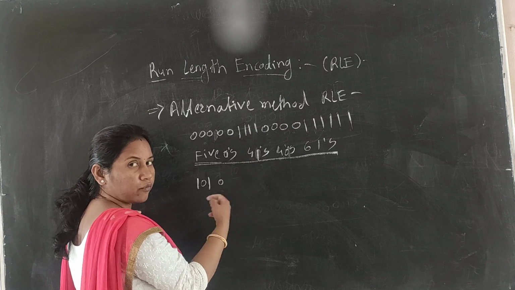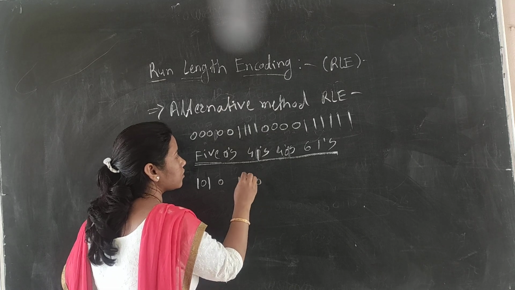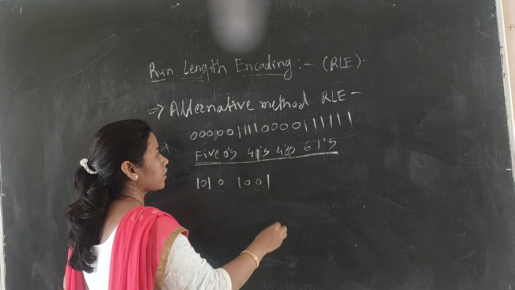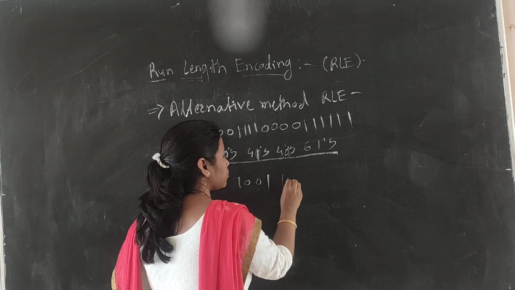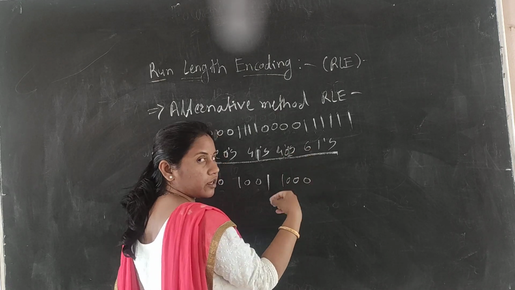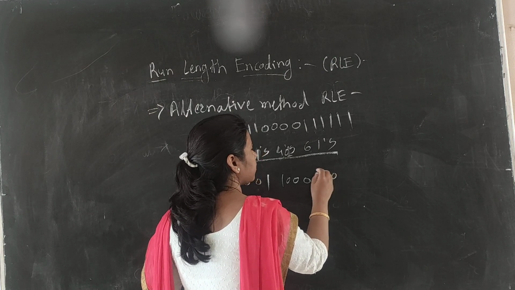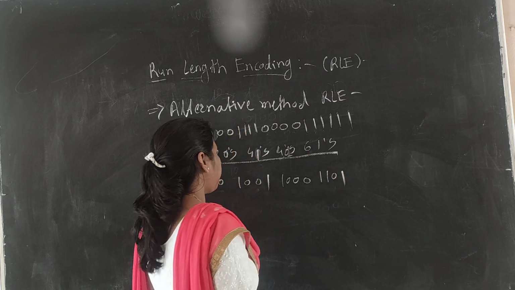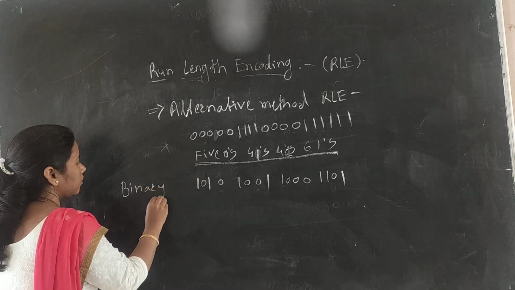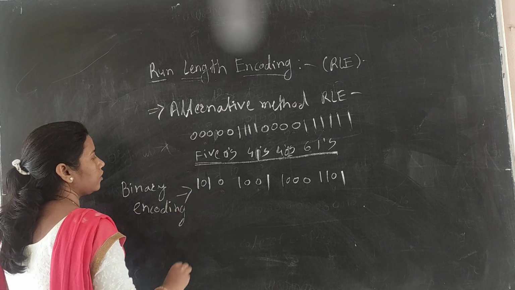For the 4, how can we represent it in binary? As 1 0 0. So 4 ones is 1 0 0 followed by 1, and again 4 zeros is 1 0 0 followed by 0. How do we represent 6 in binary? As 4 plus 2, which is 1 1 0, followed by 1. That means the binary encoding is like this.